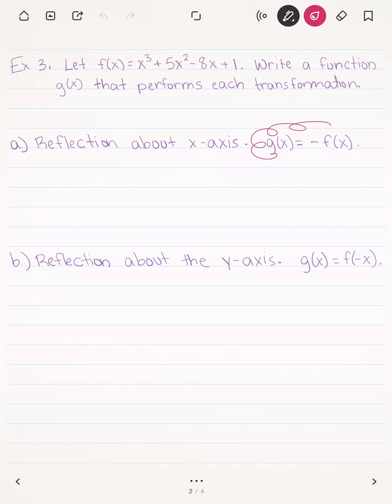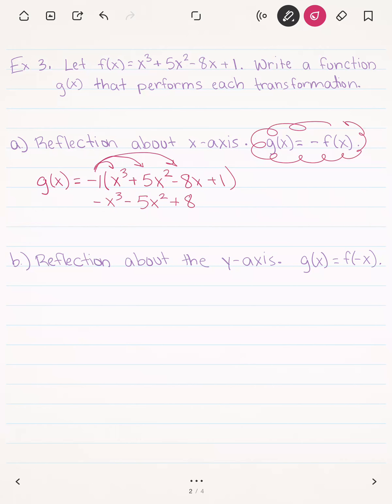So this part right here, g of x equals negative f of x, is kind of like our hint to us. So what I need to know is I have g of x equals negative, and then everything f of x is. So x cubed plus 5x squared minus 8x plus 1. So now what I need to do is I have a negative in front. I can look at it as a negative 1, and I have to distribute. So negative 1 times x cubed is a negative x cubed. Negative 1 times a 5x squared is a negative 5x squared. A negative 1 times a negative 8 is a positive 8x. Negative 1 times a positive 1 is a negative 1.